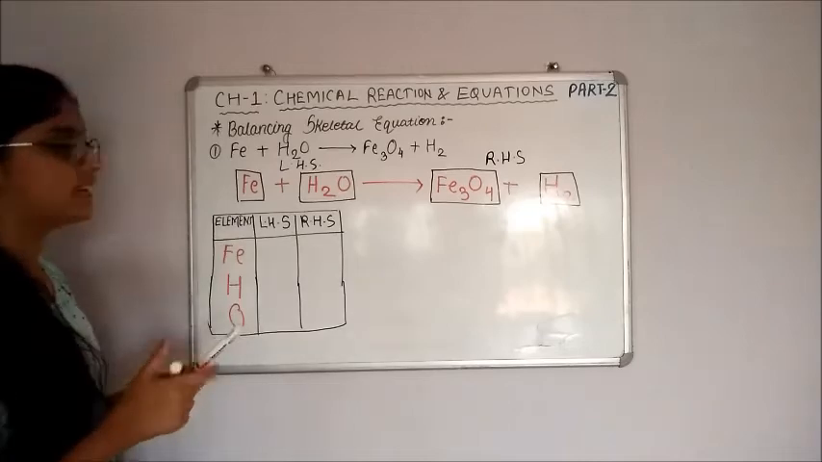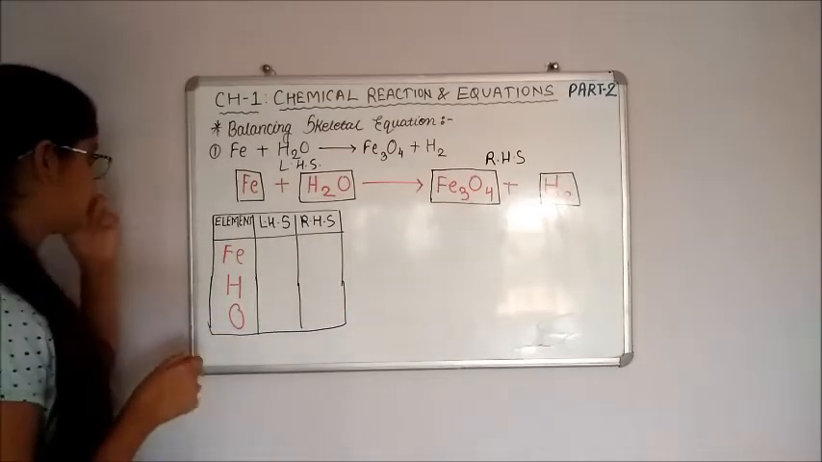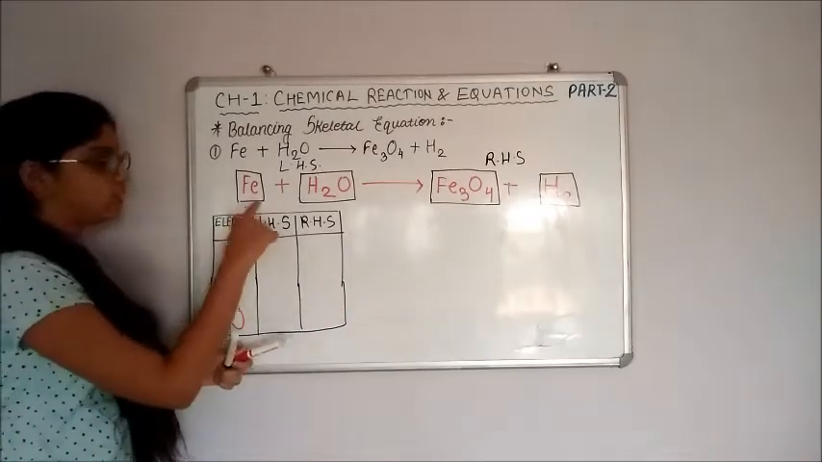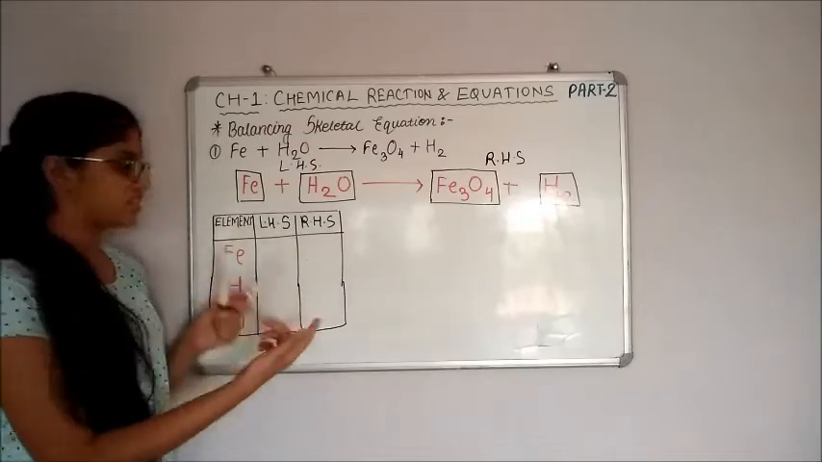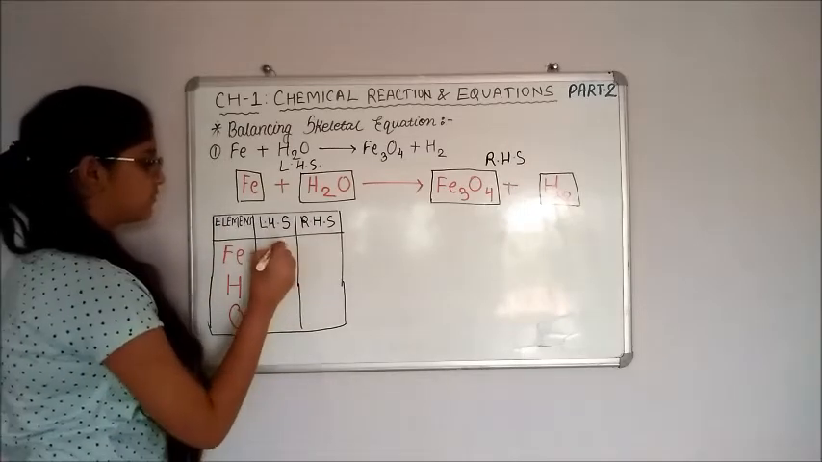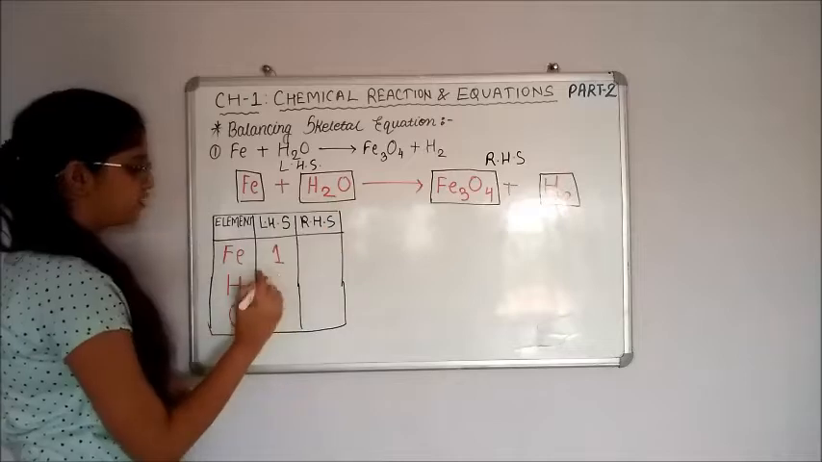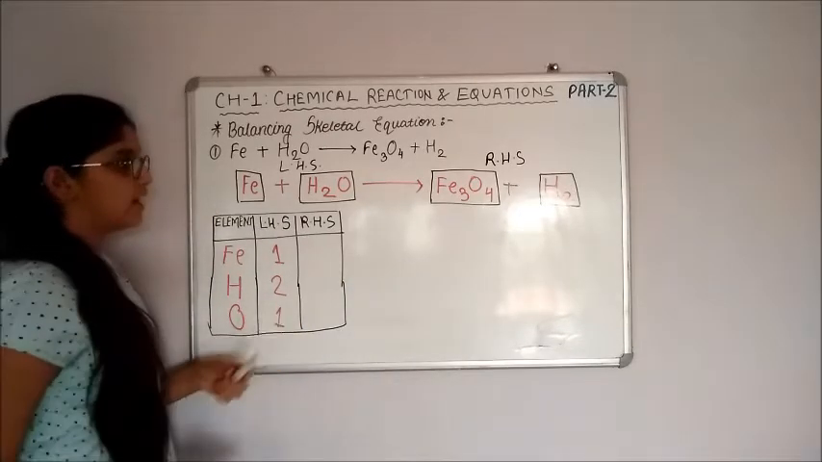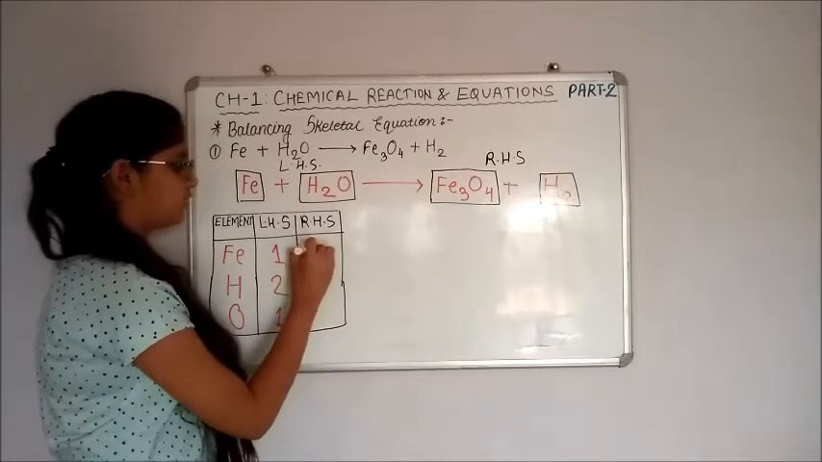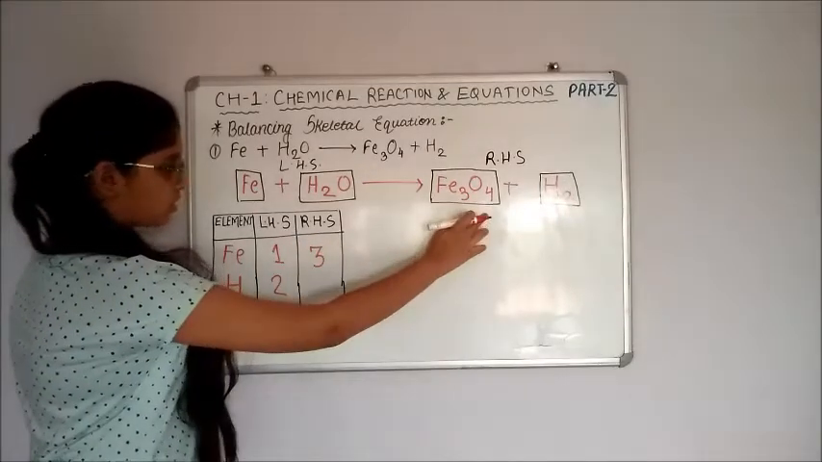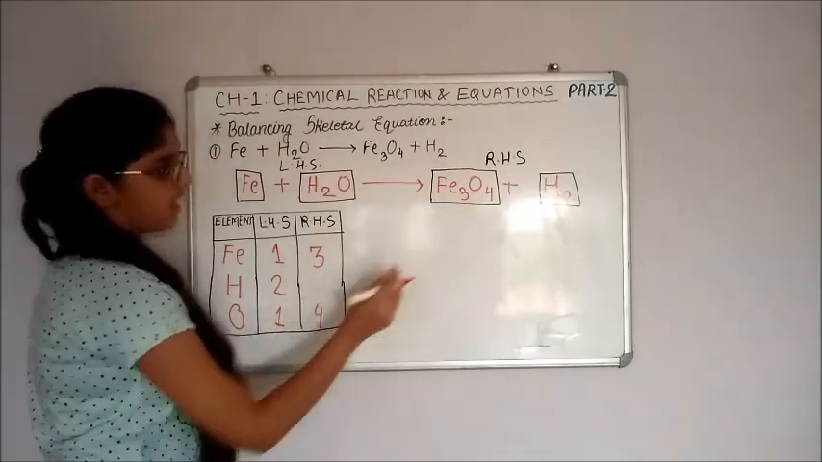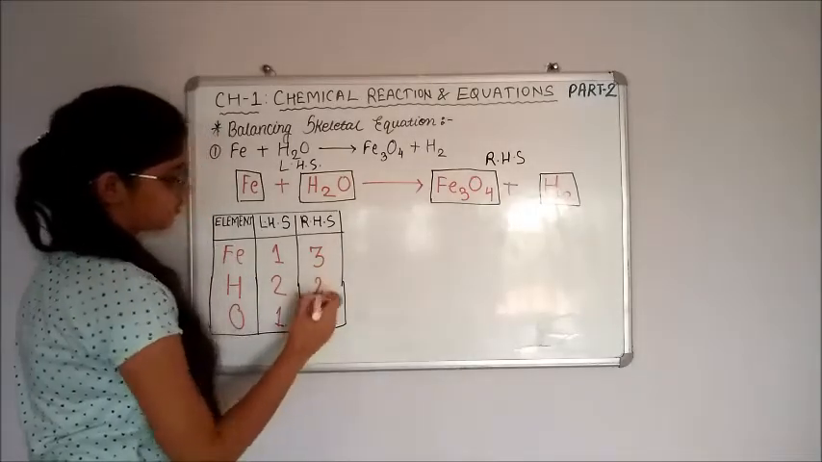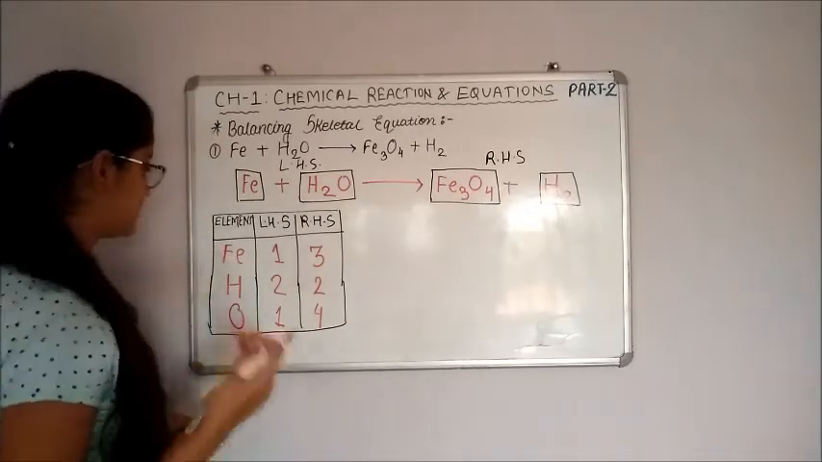Now we'll count the number of atoms on both the sides. If we see iron, it has no number written below it. Therefore, it has 1 atom. Hydrogen has 2 and oxygen has again 1. Here iron is having 3, oxygen is having 4 and hydrogen is having 2. Now we will start balancing them.